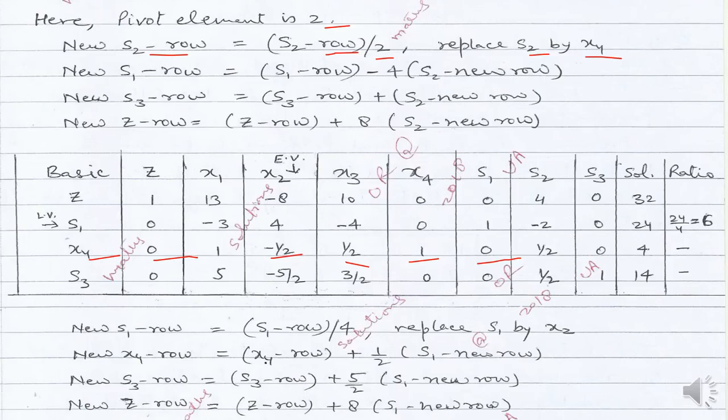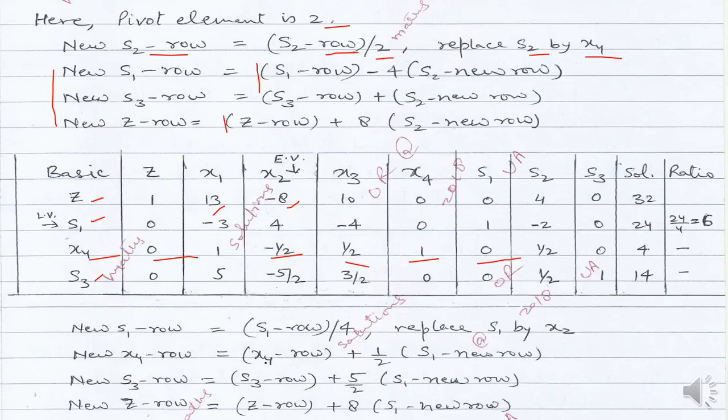With the new S2 row we will obtain new S1 row, new S3 row and new Z row. So we will obtain by using these formulas which are here, and with the help of these formulas we will get new Z row, new S1 row, new S3 row. So let's see how we got this 13 and minus 8. We will do for these two, and in similar manner we can do all the elements.